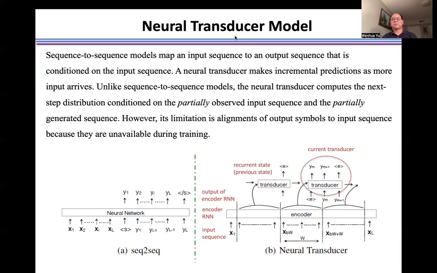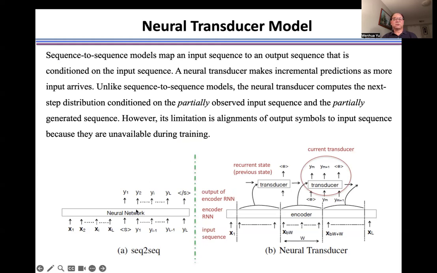Unlike sequence-to-sequence models, the neural transducer computes the next step distribution conditioned on the partially observed input sequence and the partially generated sequence. However, its limitation is the alignment of output samples to the input sequence, because they are unavailable during training.